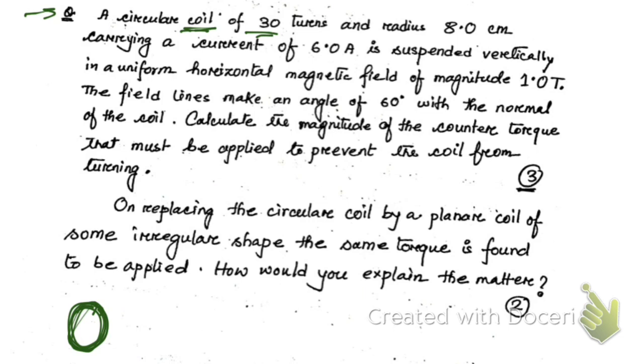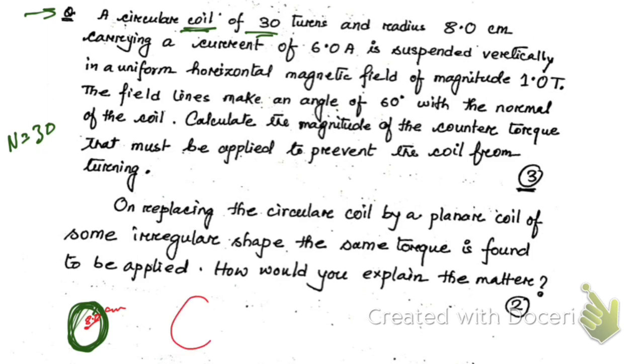Number of turns is 30. So let me write n is equal to 30. And its radius is, sorry, not 0.8, 8.0 centimeter. Okay, it is carrying current 6 ampere.